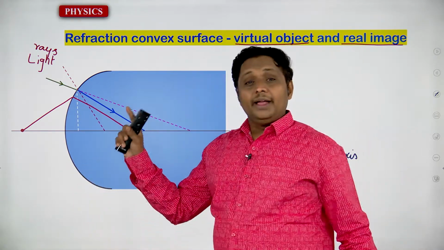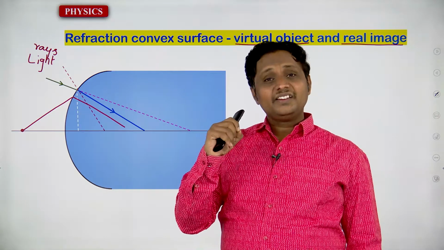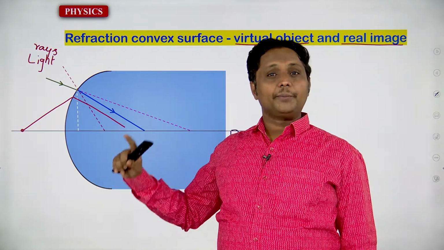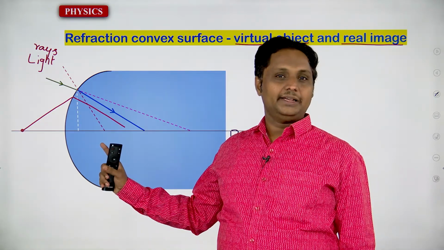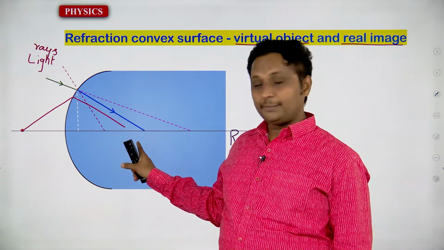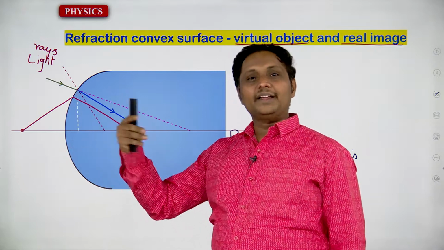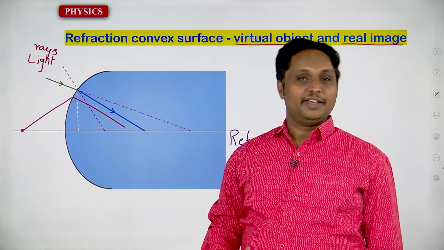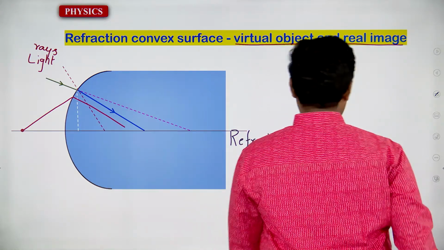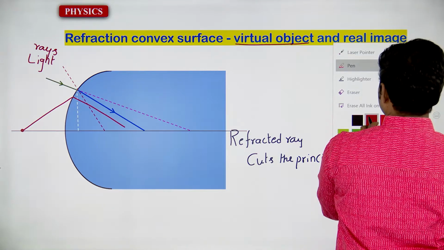The incident light rays which start from the object and are going to cut the principal axis, they are going to proceed. In that case, it is a real object and a real image. You have to confirm this one. It's very clear.